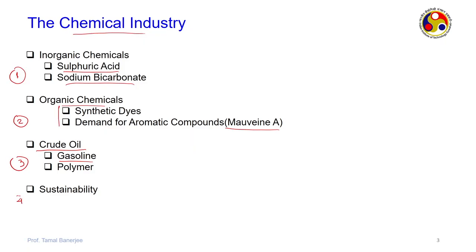Then again the interest rose that, fine, we are manufacturing many chemicals, inorganic, organic chemicals and crude oil derivatives. But what about the sustainability? How many years will it last? Will it last for a lifetime? If not, then what are the other alternate sources? Then people started looking at alternative sources such as solar energy, wind energy, and energy from biomass. But even though a lot of progress has been made in this field, people are still relying on fossil fuels.